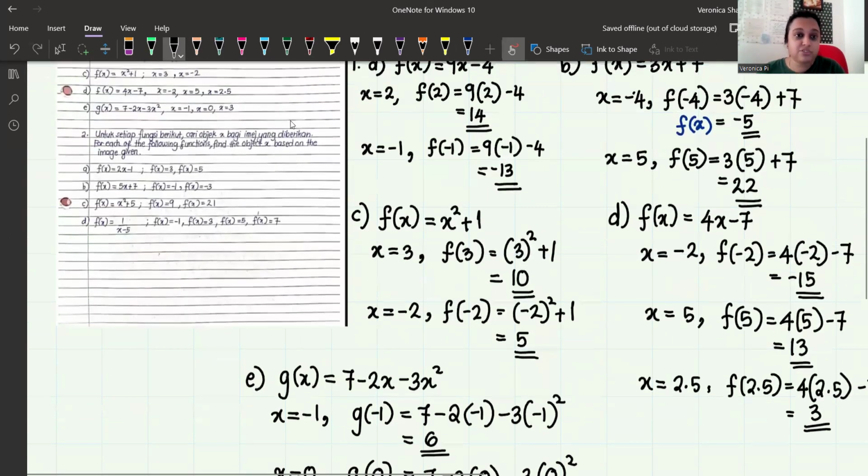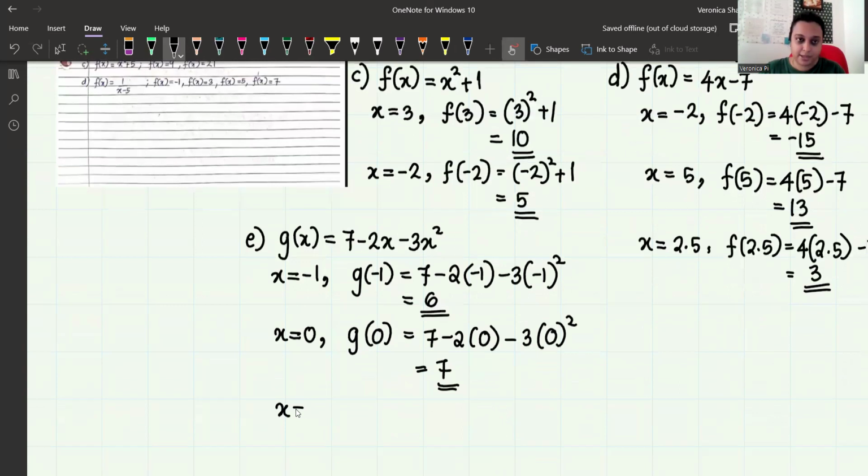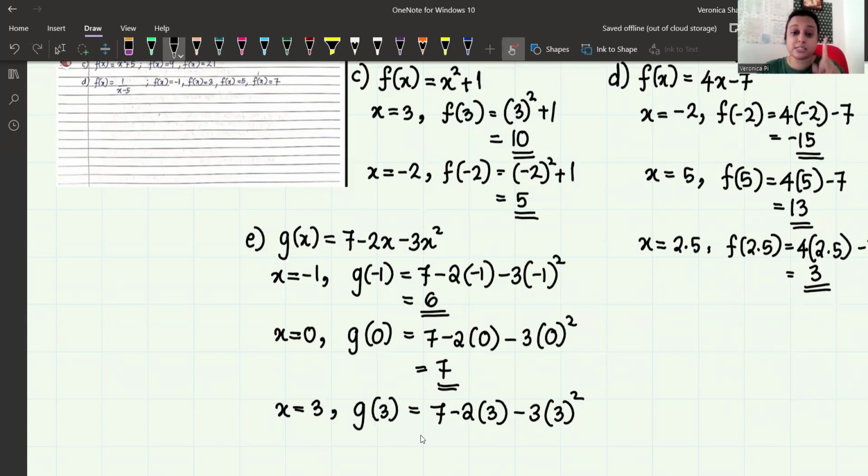Okay, then one more is 3. X is 3, so G of 3. 7 minus 2 times 3, minus 3 times 3 squared. So the square is only for the 3 dekat dalam. Okay, so here teacher get negative 26.